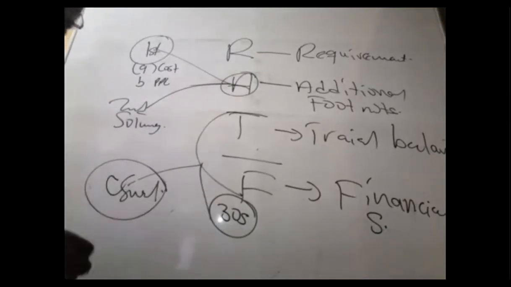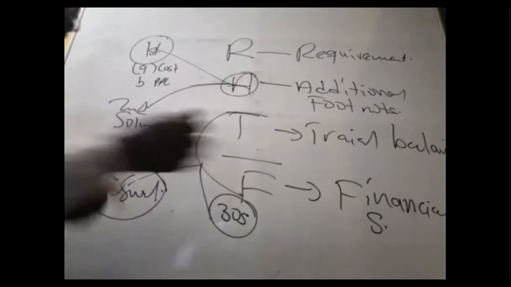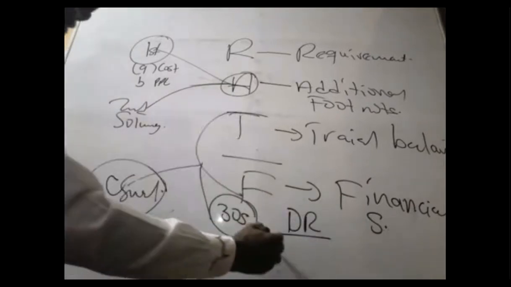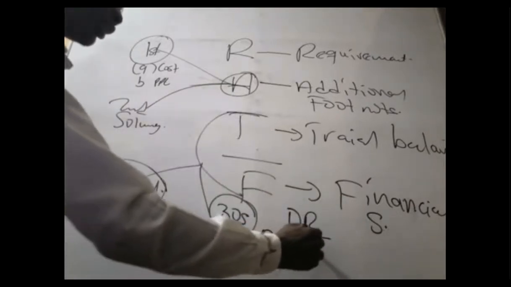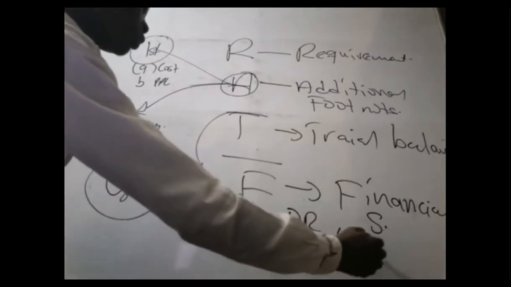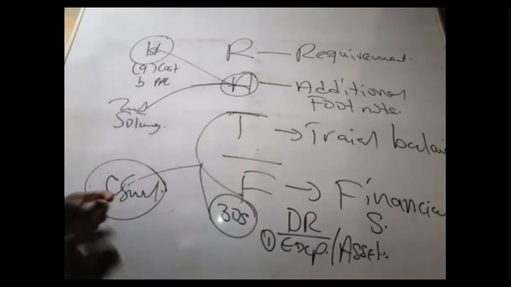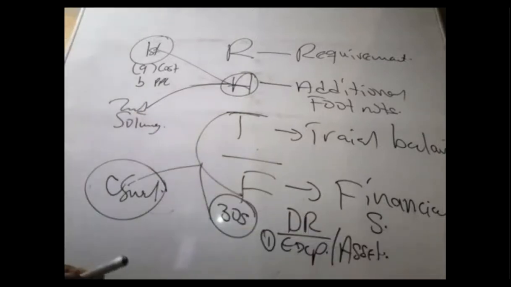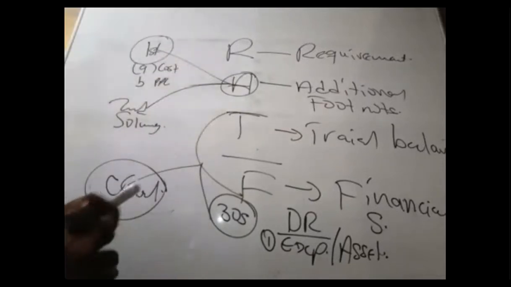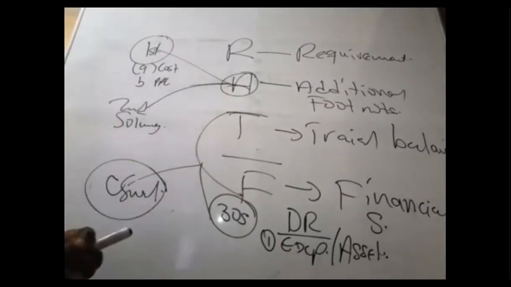Then you check: if that item is on the debit side, don't worry. If it's not an expense, then it's an asset. That is all. If that item is on the credit side, then if it's not revenue, it will be income or liability. So take note of that.